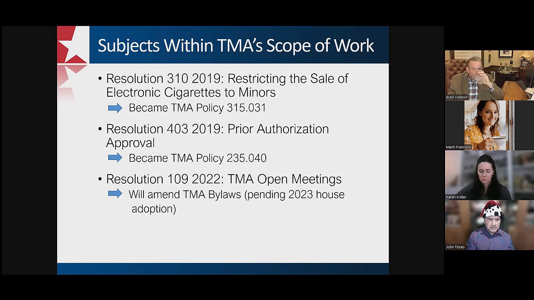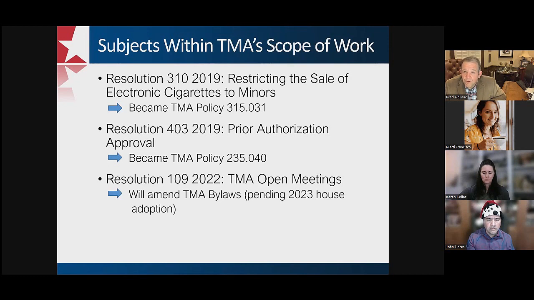No, go ahead. Well, let's take three examples. Resolution 310 in 2019 was restricting the sale of electronic cigarettes to minors. That became our policy. It was passed, adopted by the House. So TMA now has a policy that we should restrict the sale of electronic cigarettes such that minors should not be able to purchase electronic cigarettes. So that's one way a resolution affects TMA policy.